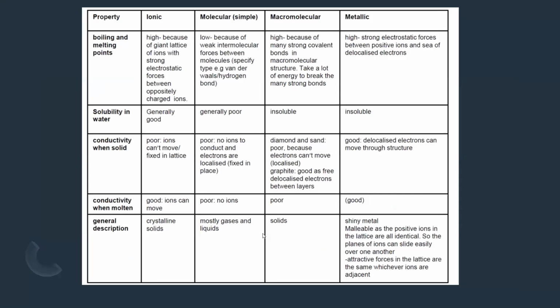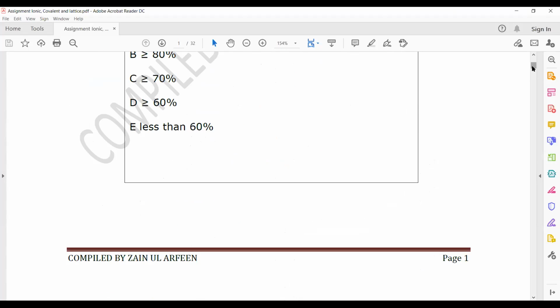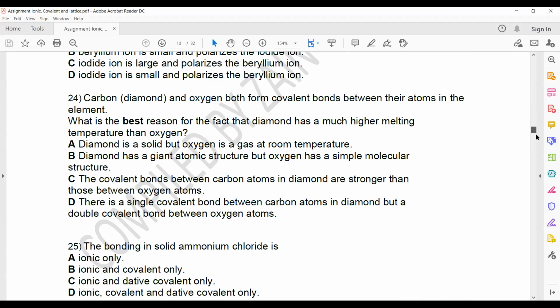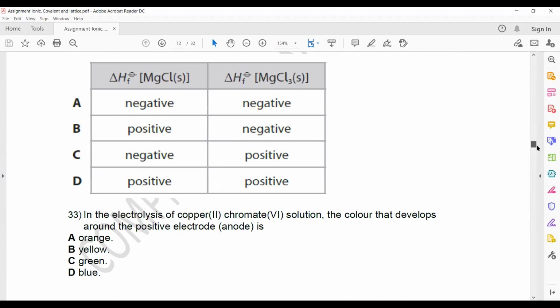I will share this slide presentation with you, so you can go through all of this. Now we'll do some questions, so it will improve your understanding of the topic. We already discussed the lattice, so our main focus is on covalent compounds and covalent bonding.